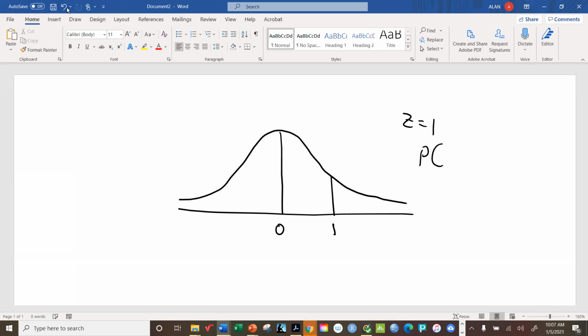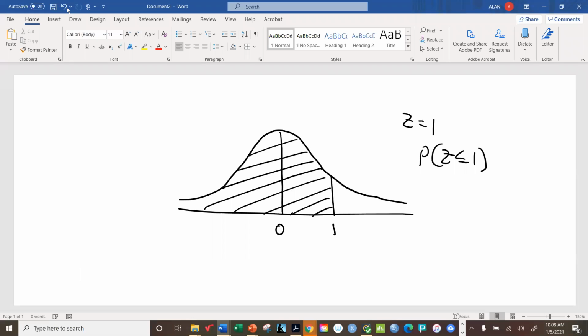And we want to know the probability that we're below 1. Okay, less than or equal to 1, which means this entire shaded area. So the normal CDF function is actually giving us this area. And you notice the C stands for cumulative, which means everything from 1 down to negative infinity.